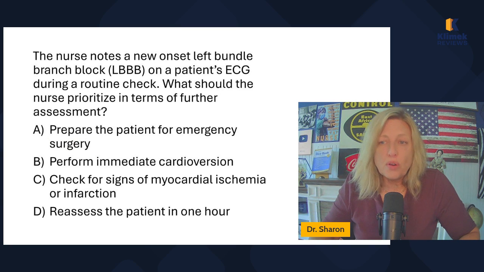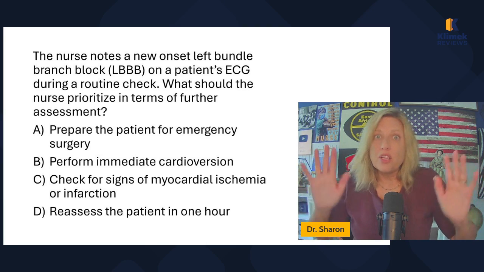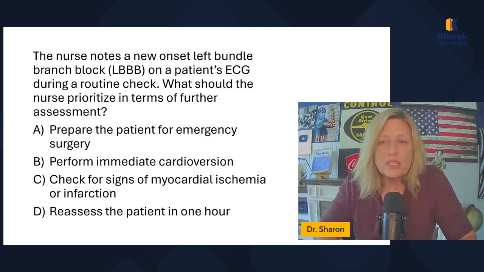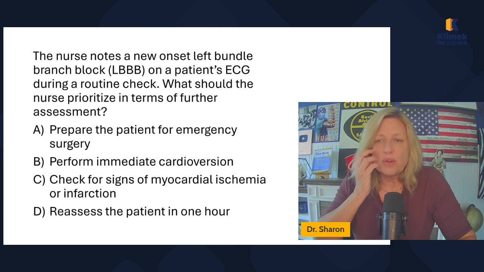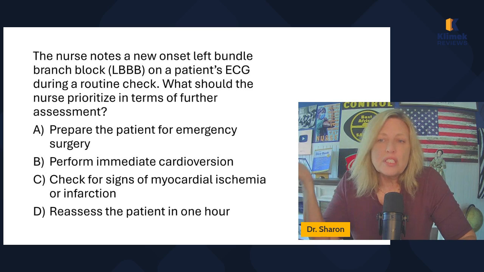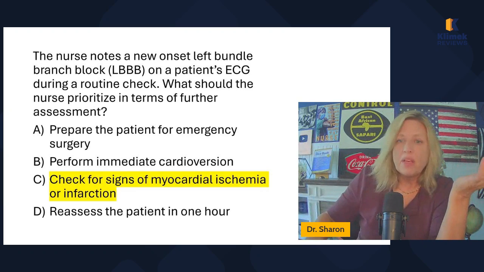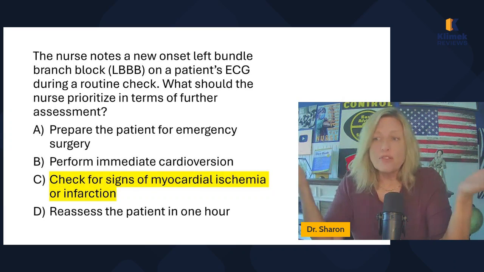The nurse notes a new onset left bundle branch block on a patient's ECG during a routine check. A new onset. Okay, now we have a new onset. What should the nurse prioritize in terms of further assessment? Prepare the patient for surgery? No. Perform immediate cardioversion? No. Cardioversion doesn't treat bundle branch block. Check for signs of MI, myocardial ischemia or infarction? Sure. Reassess the patient in an hour? I would rather look to see, because it's a brand new thing. So I'm going to look for ischemia.